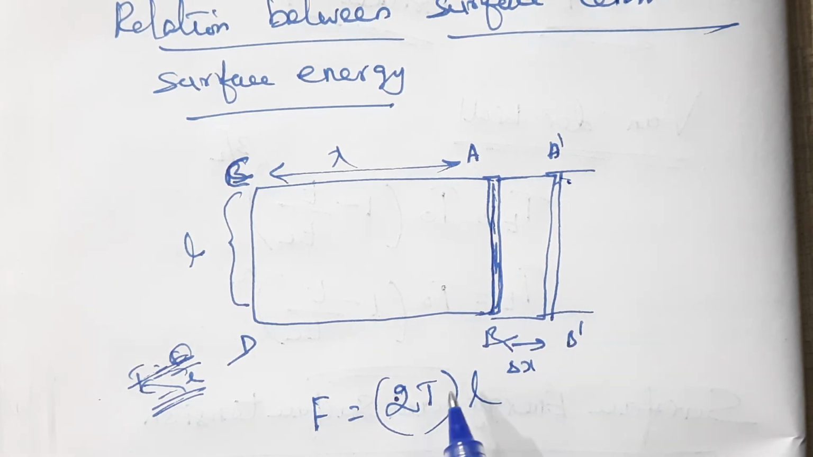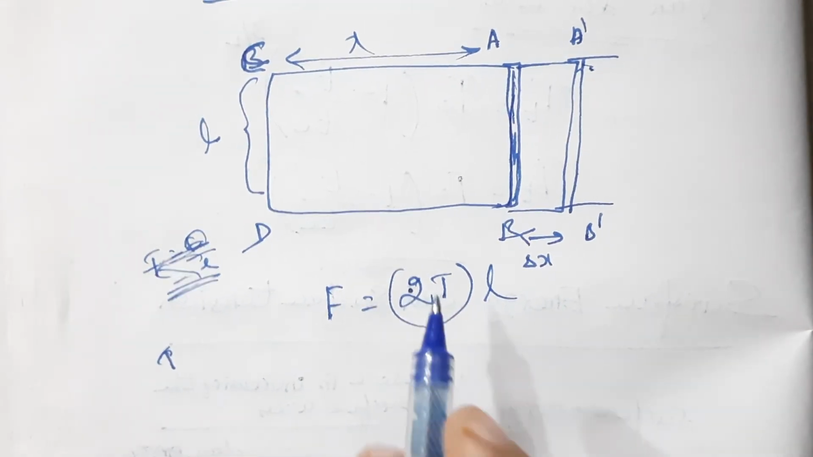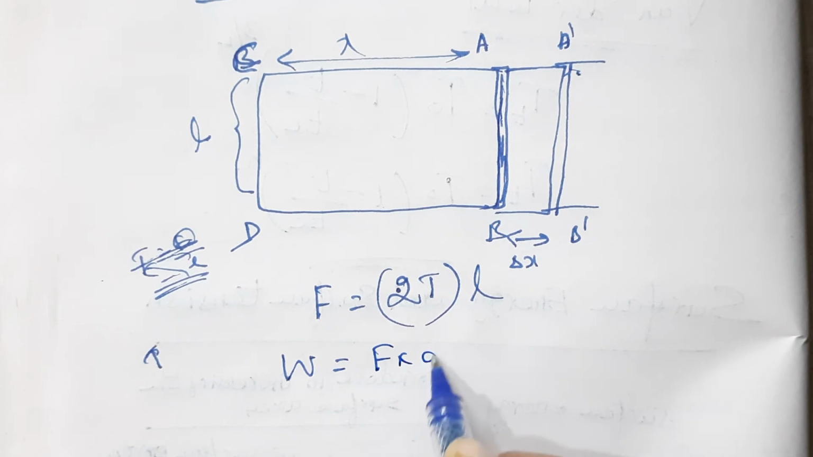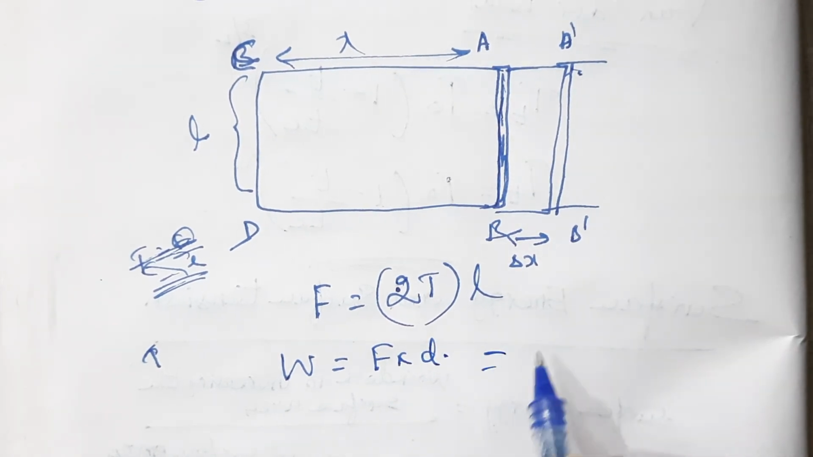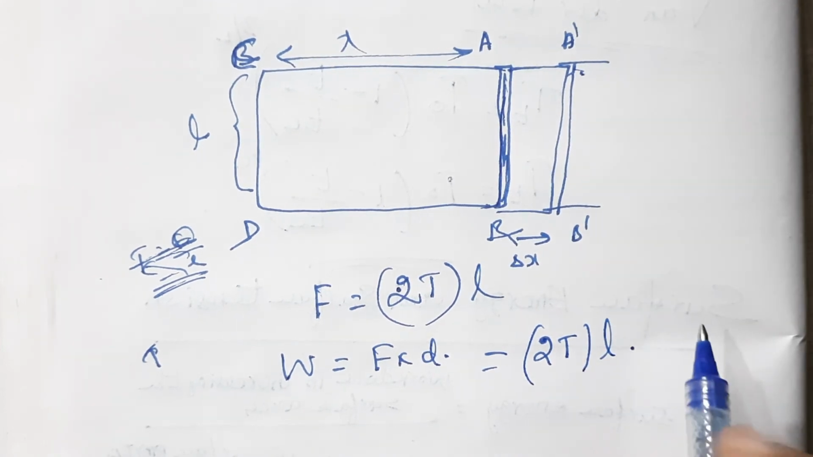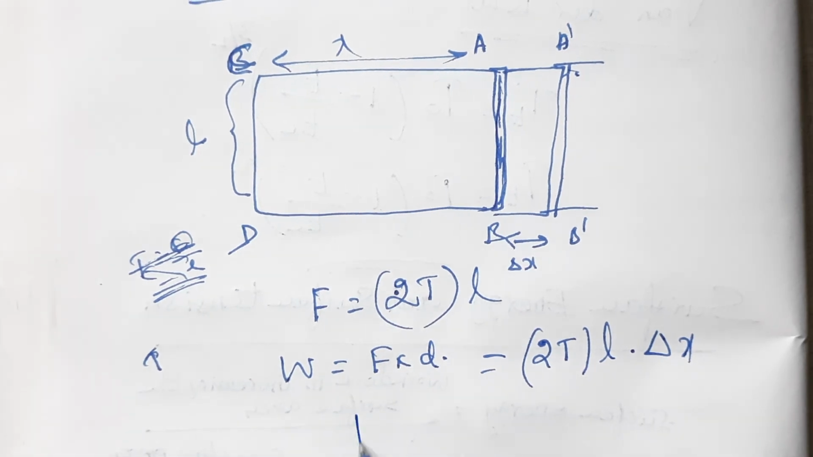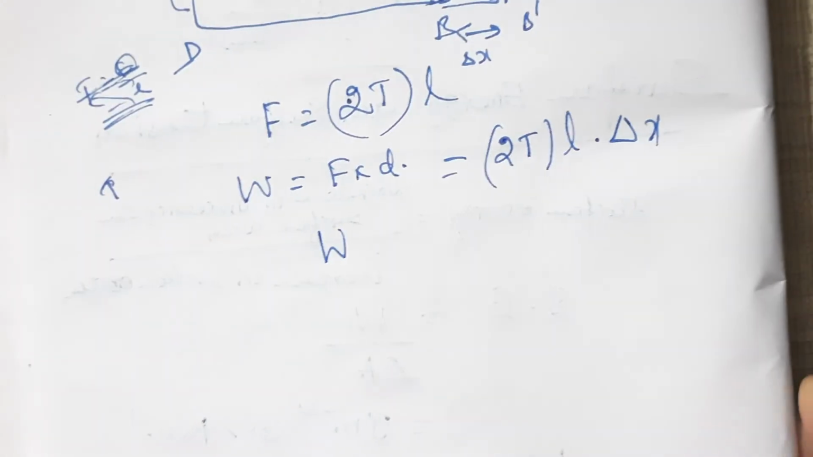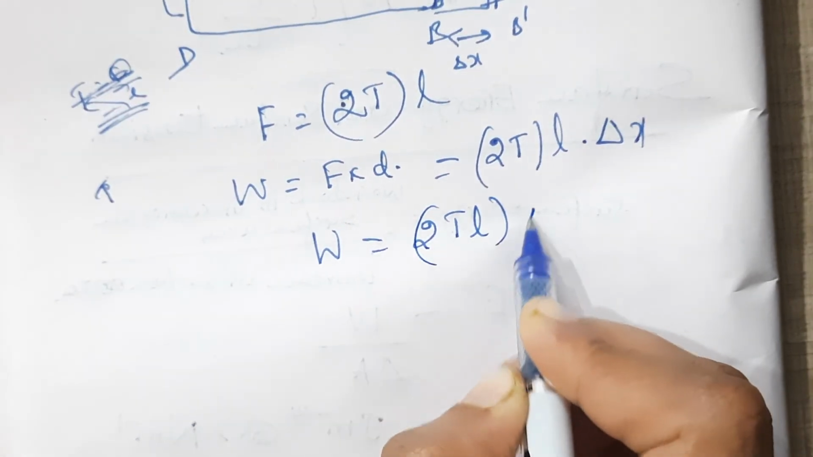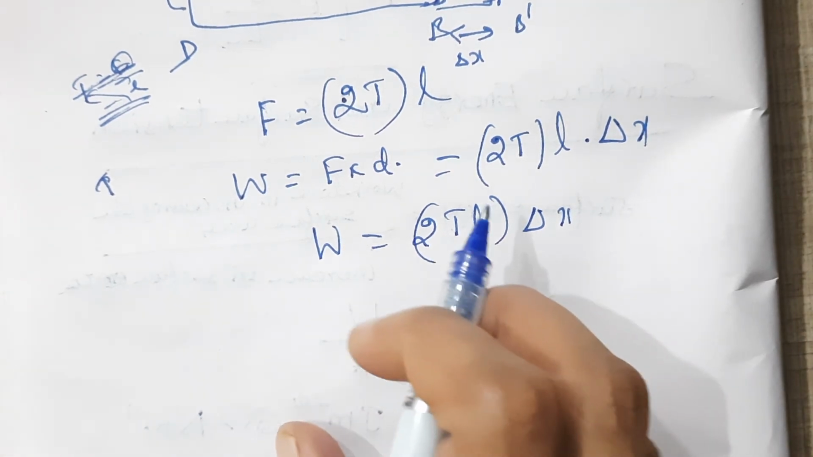So the work done against this inward force can be written as W is equal to force into displacement. Here the force is the surface tension force, 2T into L. What is the distance? Delta x. So the work done W is equal to 2TL into delta x.